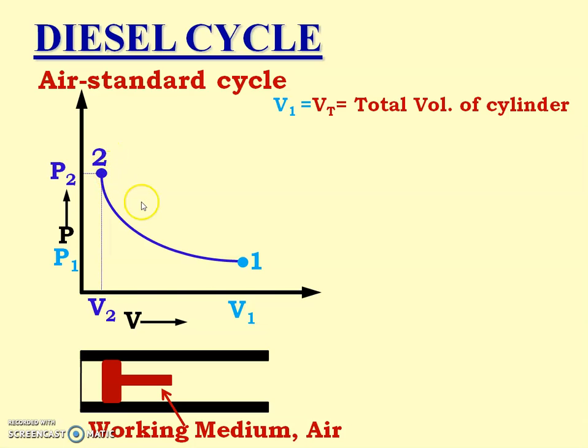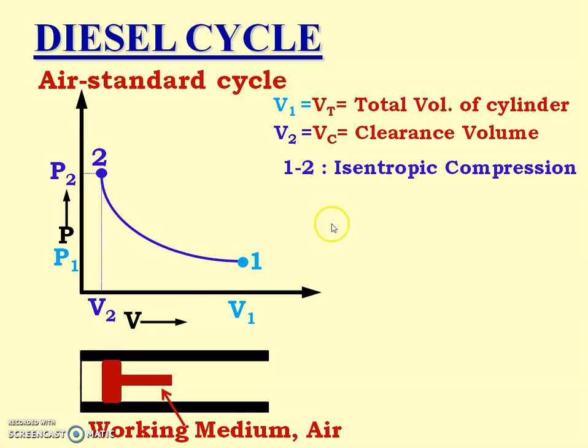At point number 2, pressure is P2 and volume is V2, and this is the volume, or gap, between the piston and cylinder head when the piston is at IDC, the inner dead center, and that volume is known as the clearance volume. So we can say that V2 is equal to Vc, which is equal to the clearance volume, and process number 1 to 2 is the isentropic compression process.